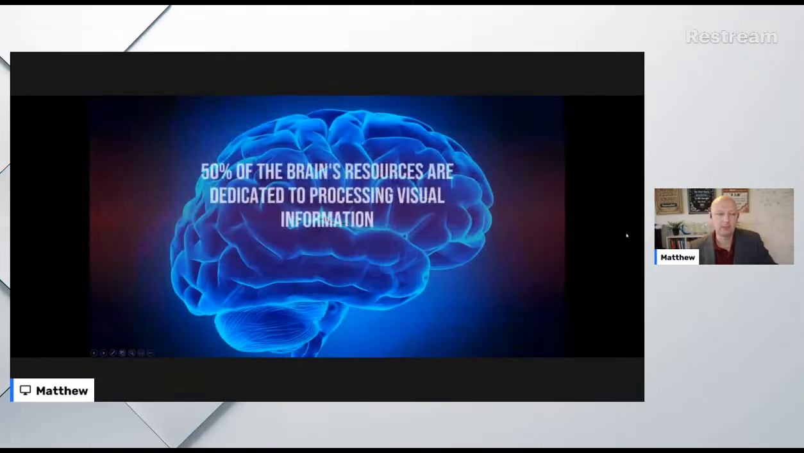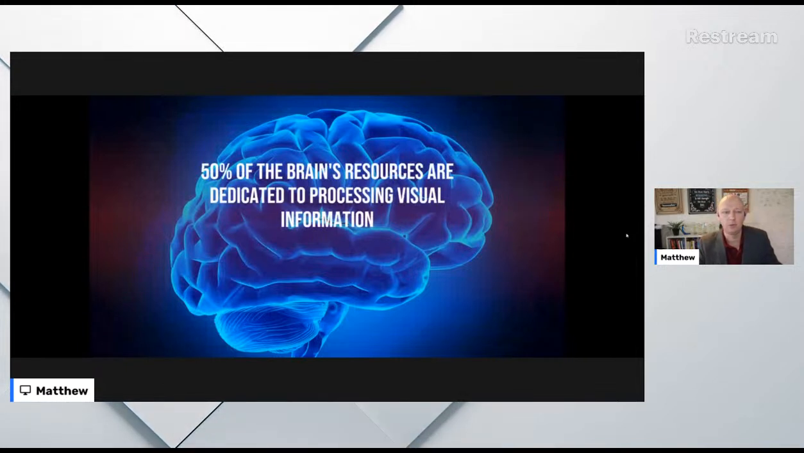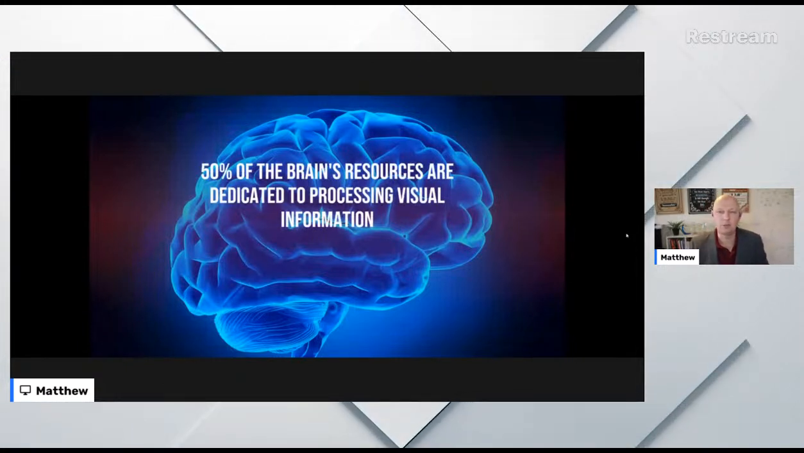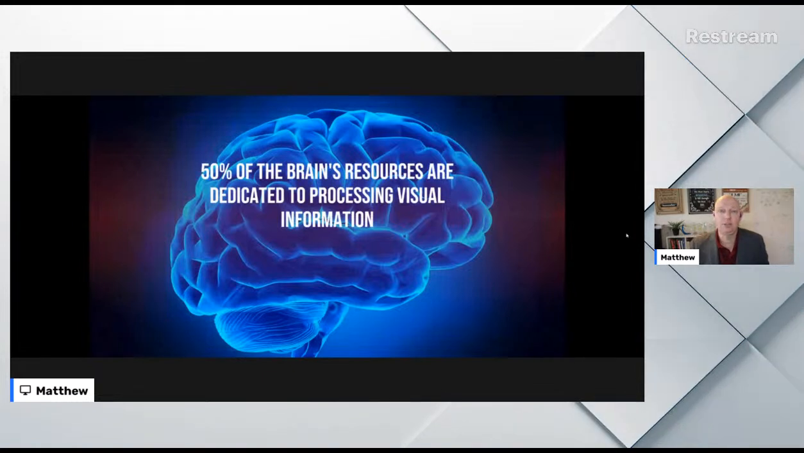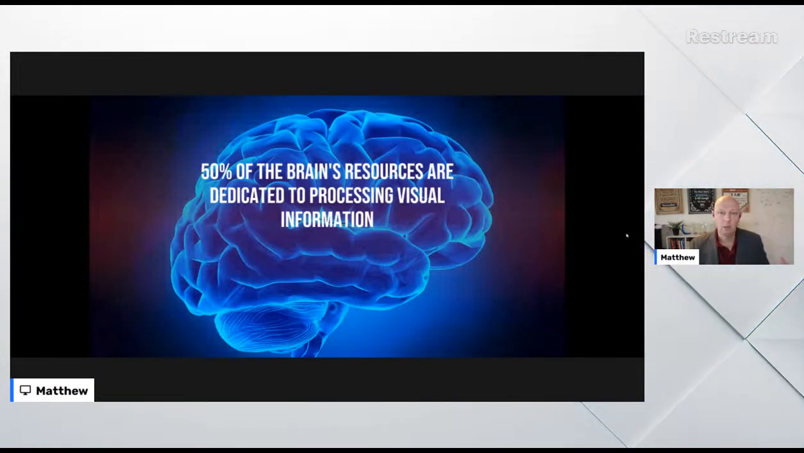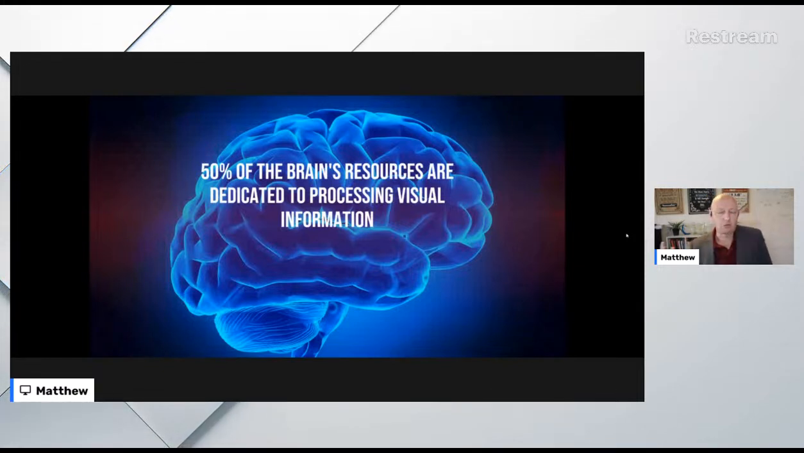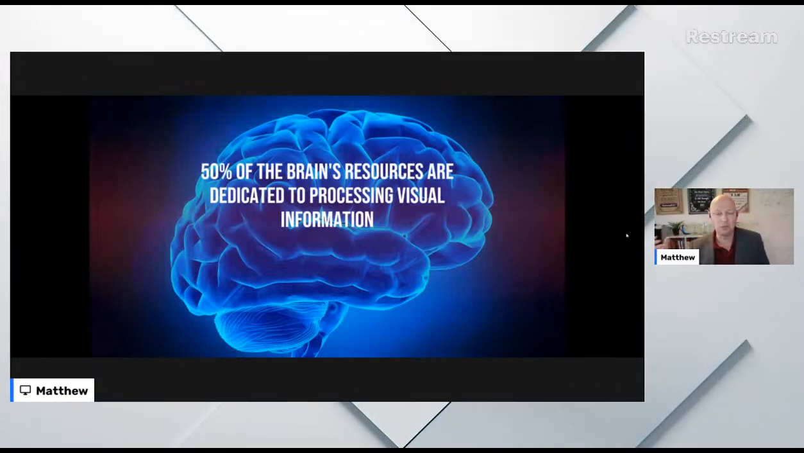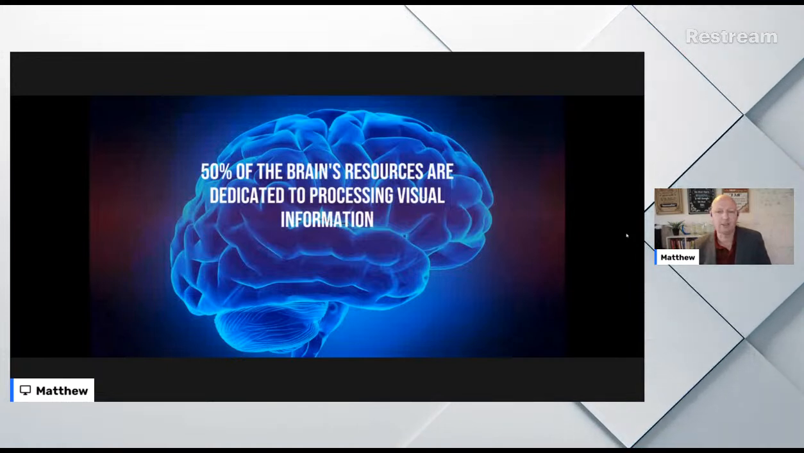But the reality is that when we're looking at the brain, 50% of the brain's resources are dedicated to processing visual information. It's what engages with us. We get a lot of that visual information. It attracts us when we see things as opposed to hearing things.